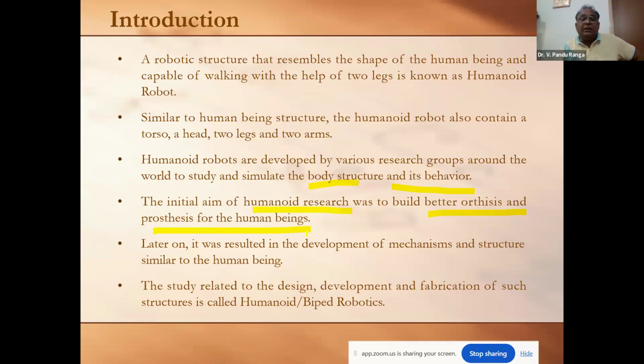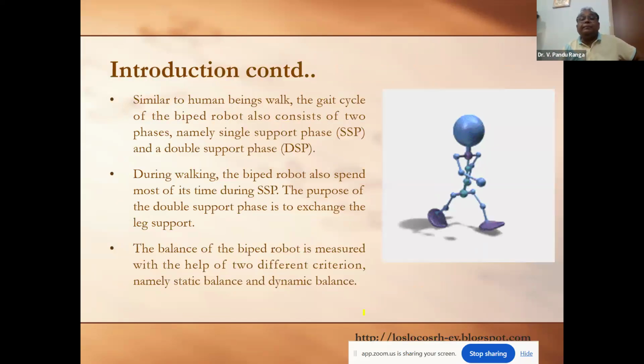So that is how it was initially started, and later on it resulted in the development of mechanisms and structures similar to human beings. The study related to the design, development, and fabrication of such structures is called humanoid robotics or biped robotics. The study was popular under that name.